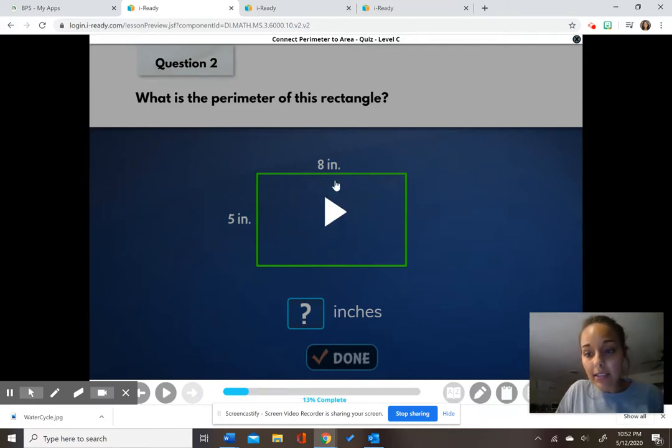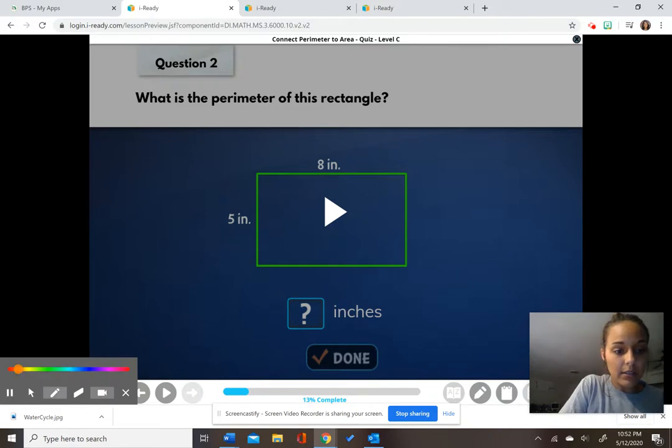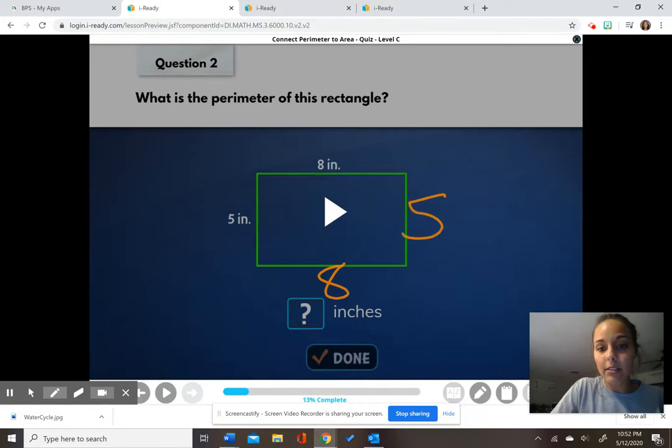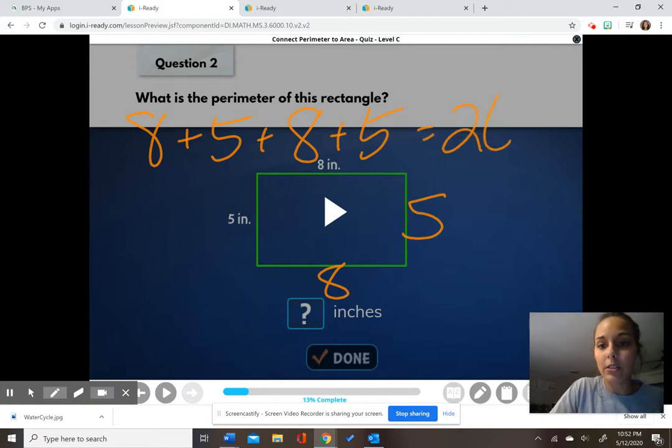If this side is 8, then its match is also 8. So they're twins. They start and stop at the exact same spot. They start and stop right there together. So if this is 8, and I can actually write on this, and I always forget to do this. If that's 8, this is also 8. If this is 5, this is also 5. Now I can add them up. 8 plus 5 is 13, plus another 8 plus 5, so another 13. 13 and 13, 26. Boom. Perfect. You're welcome. I just gave you an answer.